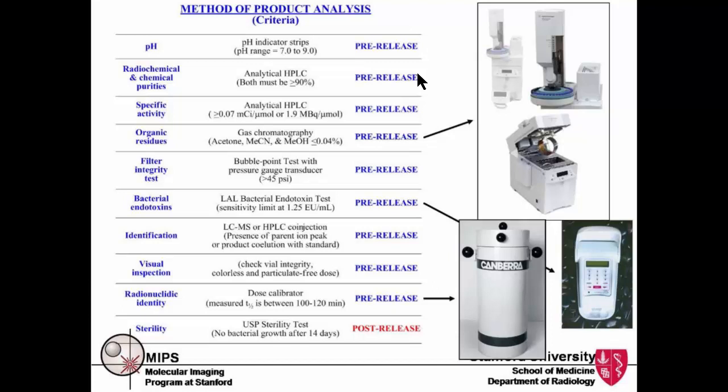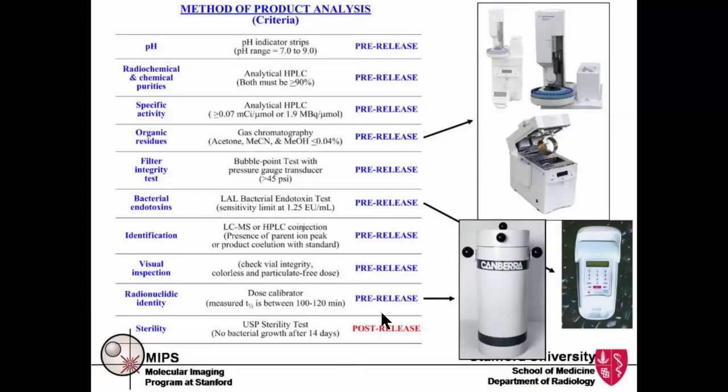This is general for those looking at the radiopharmacy side of things. What typical things are we looking at? pH, radiochemical and chemical purity, specific activity. Are there any organic solvents left behind from the chemistry, you know, organic residues? The filter integrity test: we have to test the filter that did the sterilizing of your material into a sterile vial. Bacterial endotoxins, identification, visual inspection, radionuclide identity. If we're a lab that works with a multitude of different types of radioisotopes, do we have copper-64 by mistake in there somehow instead of fluorine-18? We have to identify the radionuclide, and ultimately sterility.